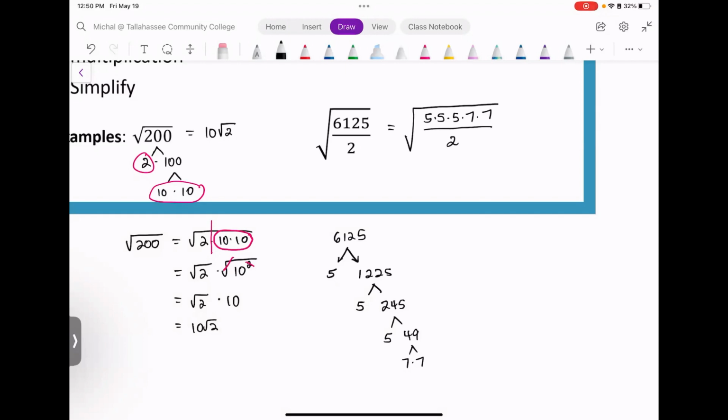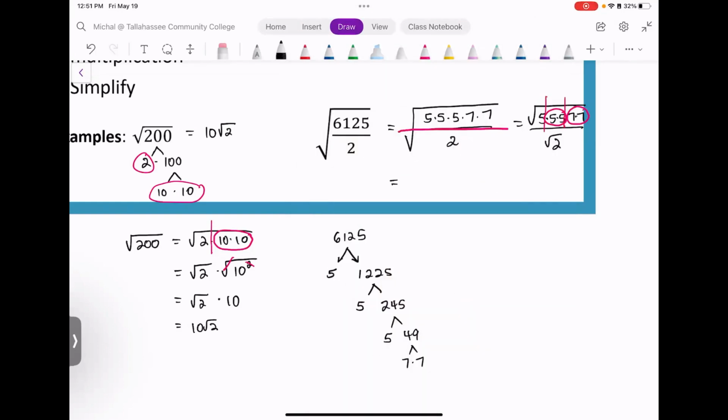So my next move is going to be to split my radical around division so that I get square root of 5 times 5 times 5 times 7 times 7 all over square root of 2. And now I'm going to split up my radical around multiplication. I'm going to look for square factors. That's factors that occur 2 times in a row. Every time I have 2 factors, that's where I'm going to split my radical.